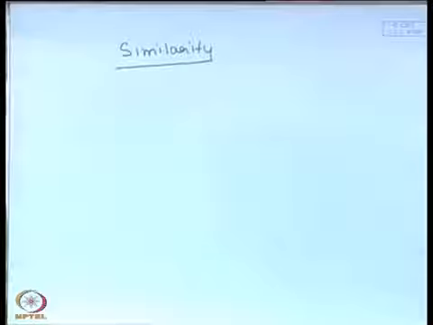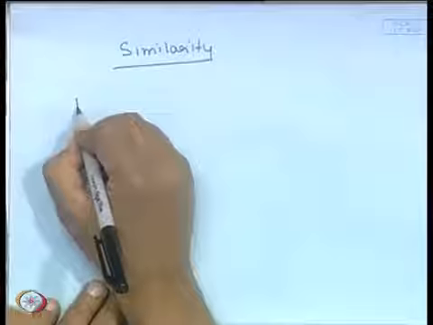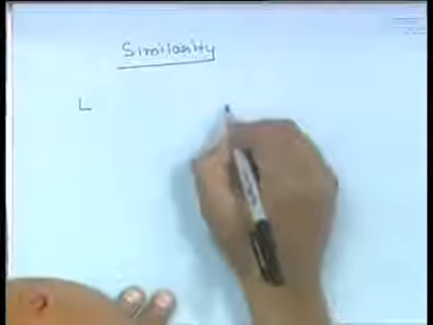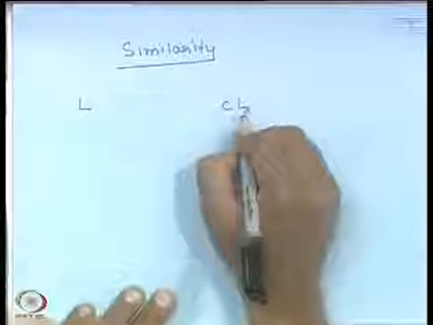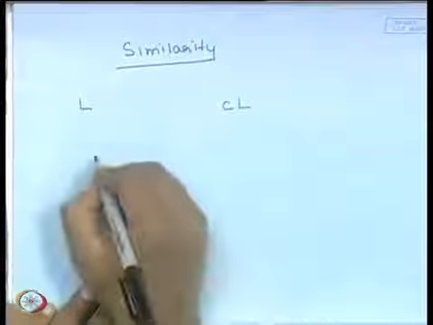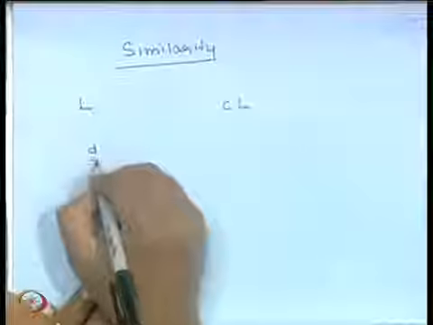Okay. So, what is this? Let us start off by noting the fact that if I have a system which has a Lagrangian L, and if I multiply the Lagrangian with a constant c into L, then the equation of motion, let me remind you what the equation of motion is.